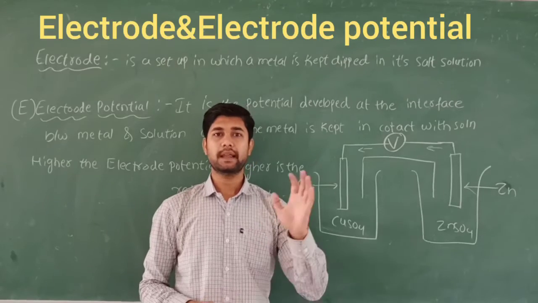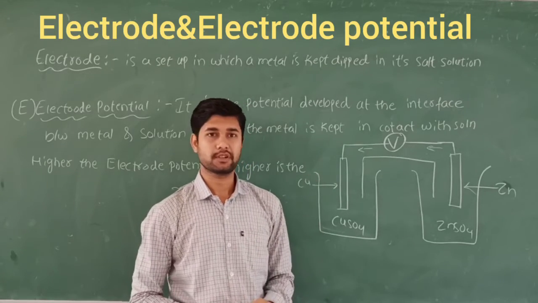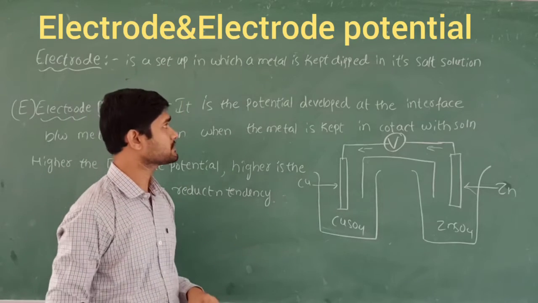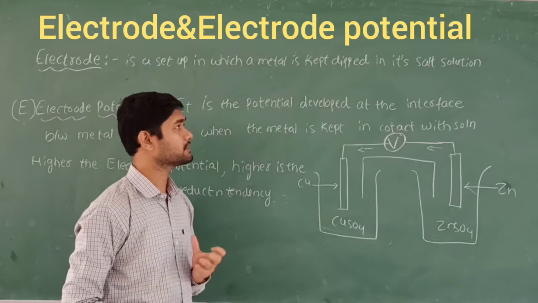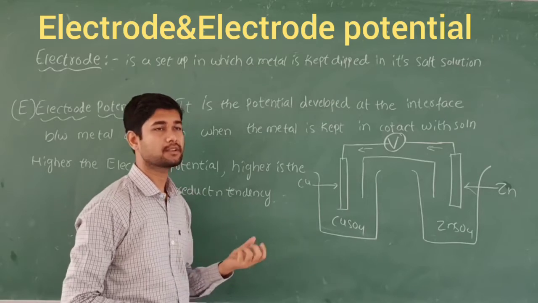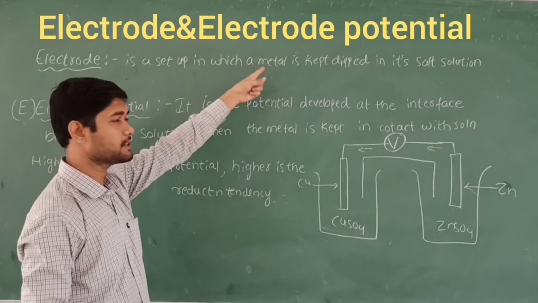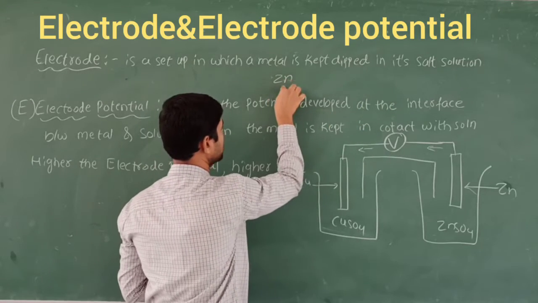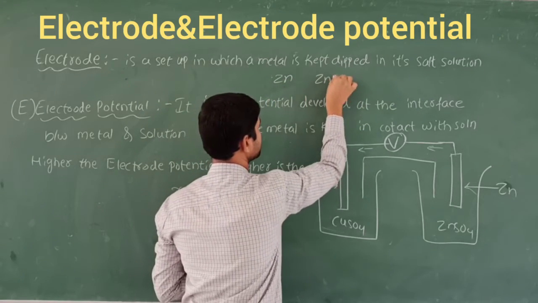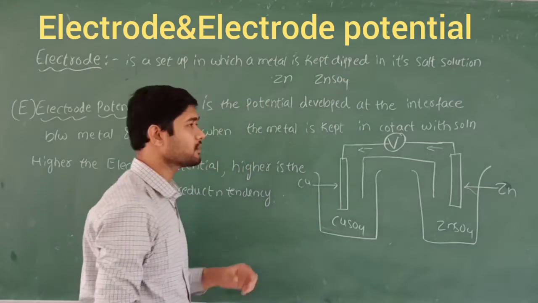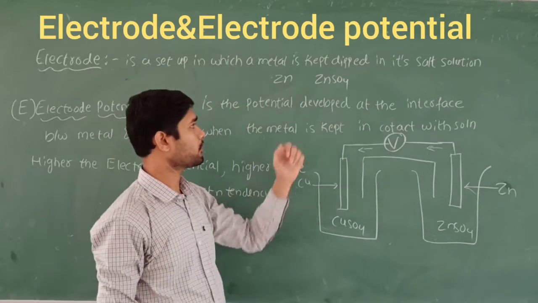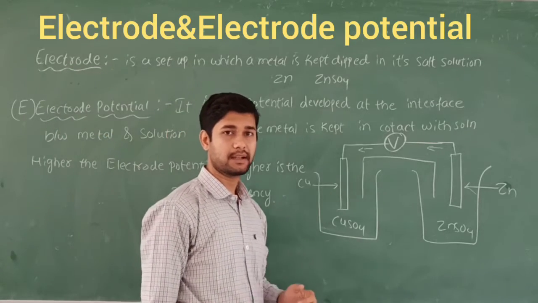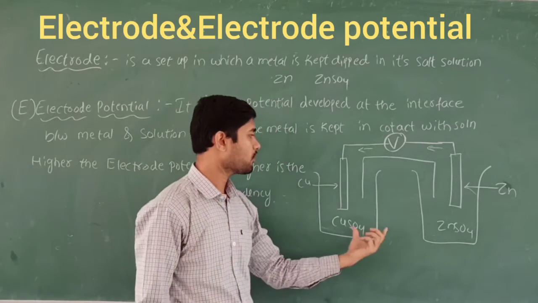Let's discuss the electrode and electrode potential. The electrode is a setup in which a metal is kept dipped in its own solution. If I take zinc metal, it is dipped in its own solution, the zinc sulfate solution. Like this, copper is dipped in the copper sulfate solution. That is called an electrode. And you have seen that in a galvanic cell. So this is called a cell.